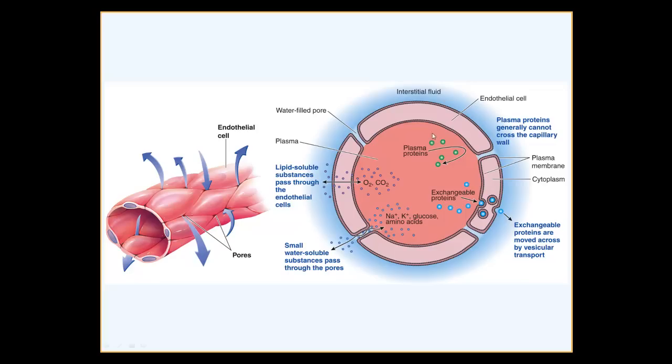Here is an example of how the molecules move. So for oxygen, carbon dioxide, fatty acids, everything that's lipophilic, anything that's lipid soluble will indeed go through the cell membranes of the endothelium. Anything that's water soluble but small enough will go through these pores. Anything that's big, the ones that need to be exchanged, like hormones or whatever, will go by vesicles, like secretory vesicles.